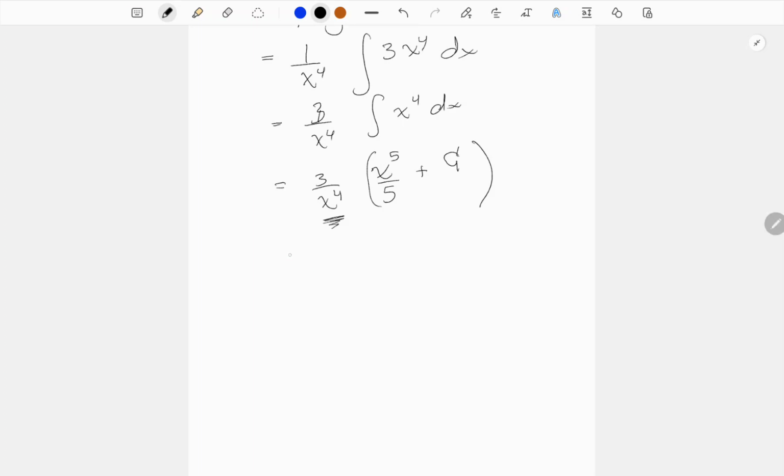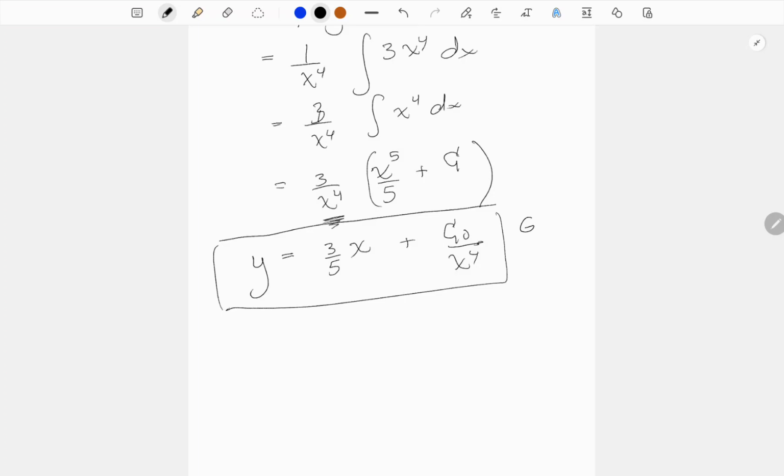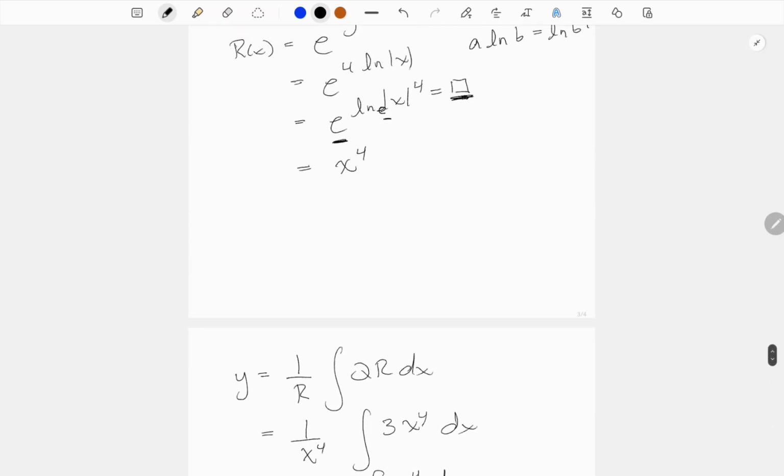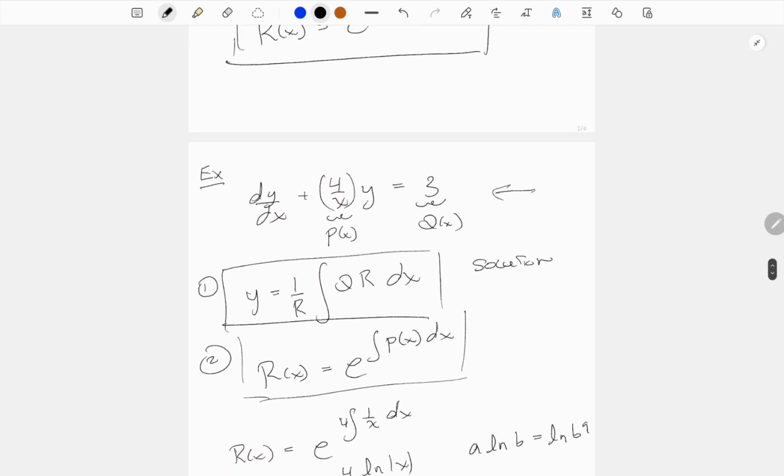So what do I have here? If I multiply it out, what I have is 3 over 5 x plus 3c over x to the 4. Well, 3c is just some other constant. I'll just call that c naught, over x to the 4. So this is the general solution to the differential equation that I started with up here.